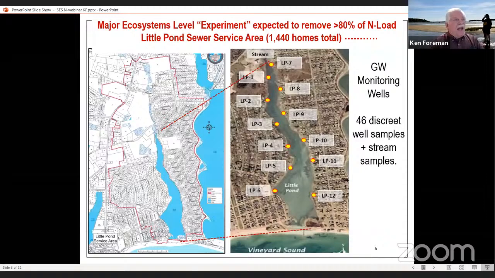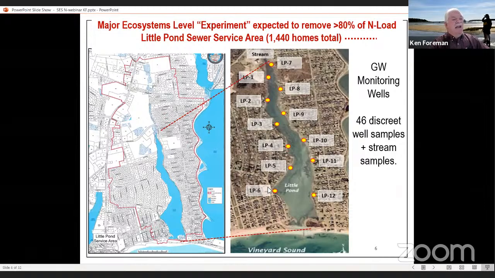And as I mentioned, back in 2015-16, in the watershed surrounding the Little Pond estuary here, sewers were constructed within that watershed to hook up about 1,400 homes to this wastewater treatment facility. In the process, we expect to remove about 80% of the nitrogen load that's currently impairing water quality in Little Pond. So in anticipation of that, what's really happening here from the point of view of an ecologist is a major ecosystem level experiment.